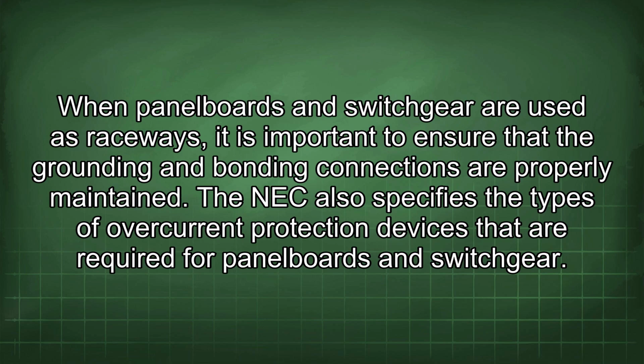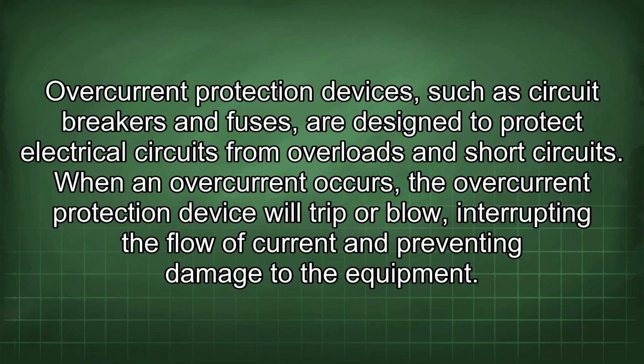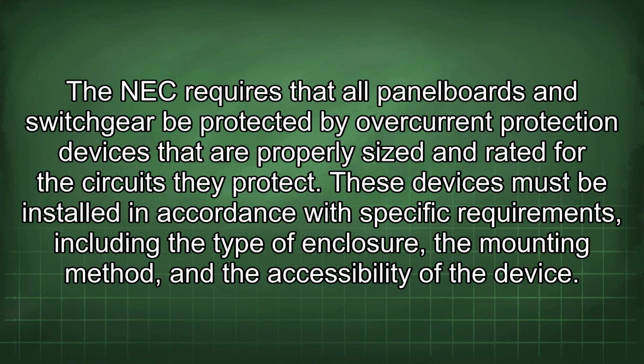are properly maintained. The NEC also specifies the types of overcurrent protection devices that are required for panel boards and switchgear. Overcurrent protection devices, such as circuit breakers and fuses, are designed to protect electrical circuits from overloads and short circuits. When an overcurrent occurs, the overcurrent protection device will trip or blow, interrupting the flow of current and preventing damage to the equipment. The NEC requires that all panel boards and switchgear be protected by overcurrent protection devices that are properly sized and rated for the circuits they protect.